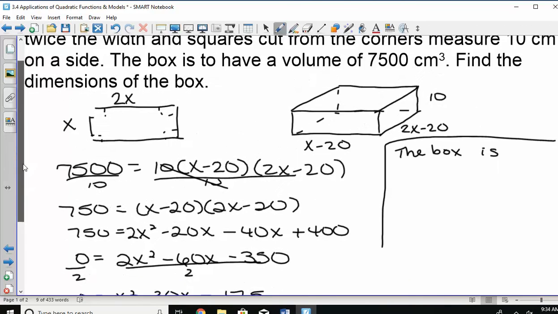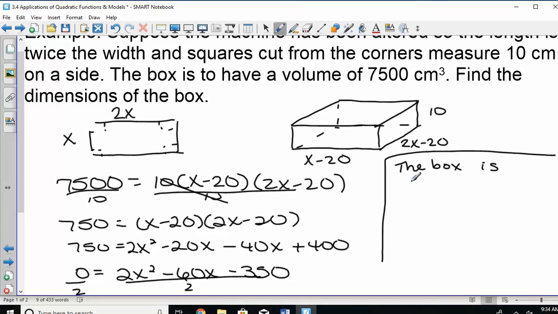all right, if my x is 35, 35 minus 20 is 15. 2 times 35 minus 20 is 50. And the height was 10. So make sure your sentence answers the question that I asked. This one wanted dimensions of the box itself, length times width times height. Okay, so you got the 20 because you cut out 2 times on the side. Yes.